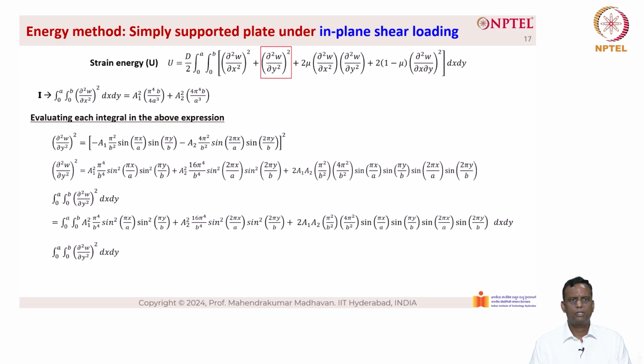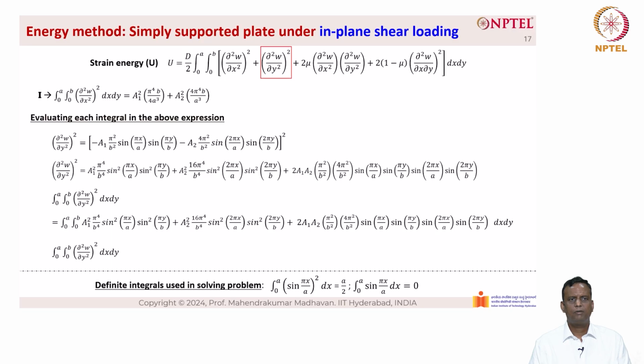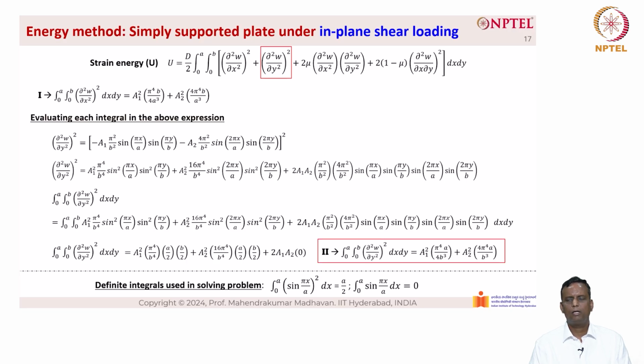and we substitute the values for the definite integral shown at the bottom, which is 0 to a sin square pi x by a equal to a by 2 and 0 to a sin pi x by a equal to 0. When we do so, we get a1 square into pi power 4 divided by b power 4 into a by 2 into b by 2 plus a2 square into 16 pi power 4 by b power 4 into a by 2 into b by 2 plus 2a1 a2 into 0. The second integral becomes a1 square into pi power 4 a divided by 4 b cube plus a2 square into 4 pi power 4 a by b cube.